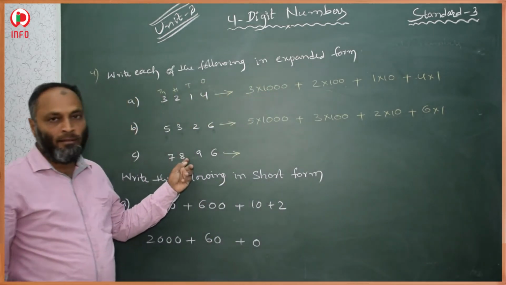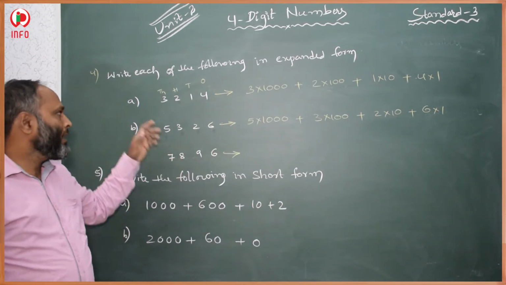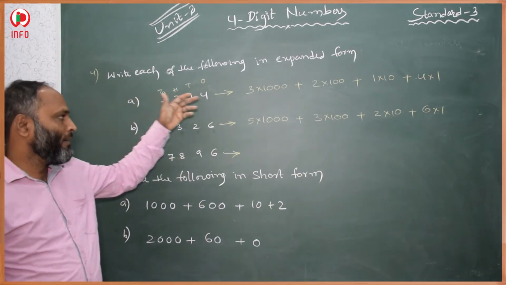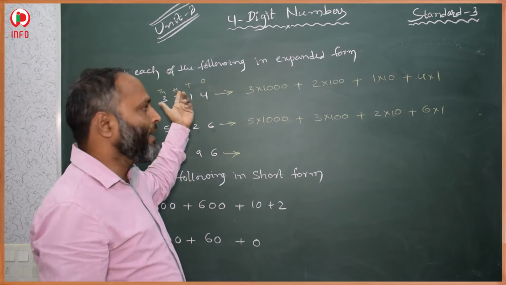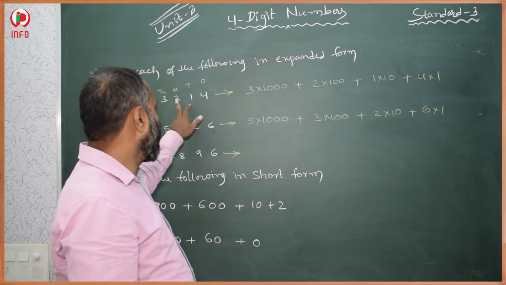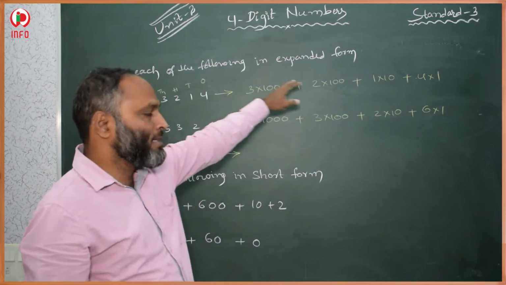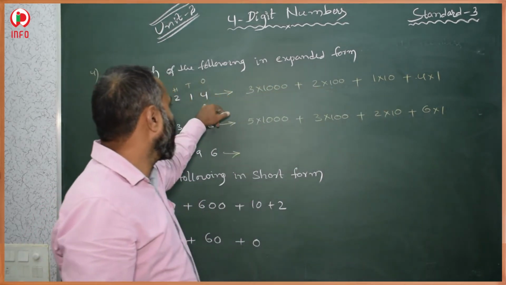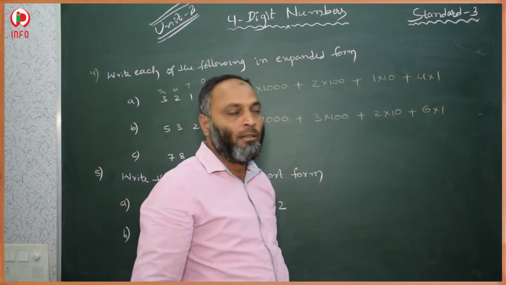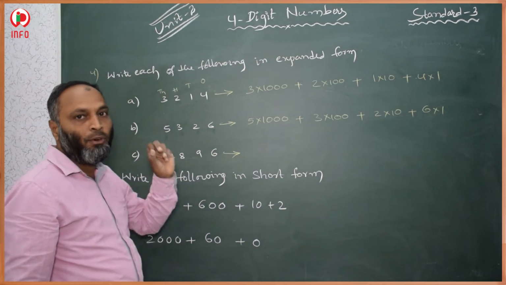Then this question is homework, you do it yourself. The first question and second question I did here. Then how to write in expanded form: 3 in thousands place means 3 into 1000, and 2 is in hundreds place, 2 into 100, and 1 in tens place, 1 into 10, and again 4 in ones place, 4 into 1. In the same way, second question. And the third question C is your homework.